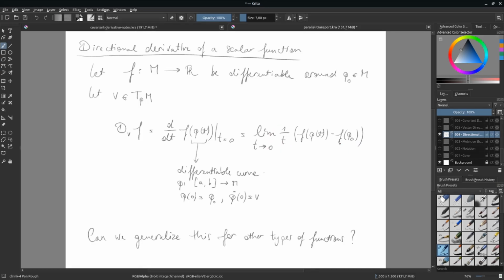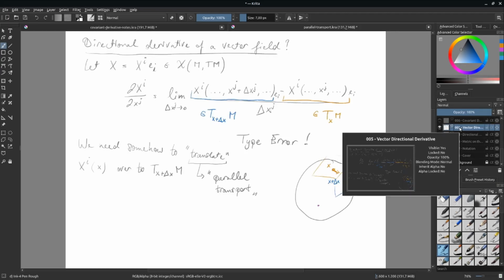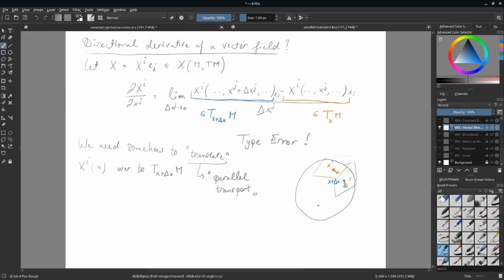And so we have the standard definition of the derivative, like limit as t goes to 0 of 1 over t of f of p_t minus f of p_0. And so that works. Now, can we generalize this for other types of functions? Especially, if we have a vector field or a tensor field, can we do the same? And it turns out the answer is yes, but it will require a bit of complicated machinery.